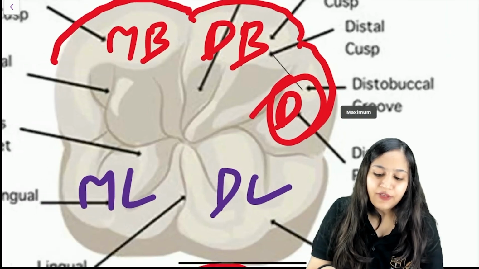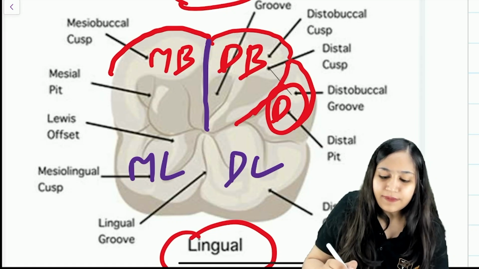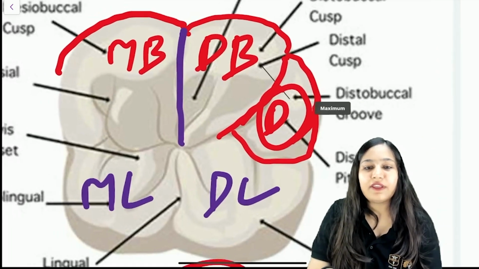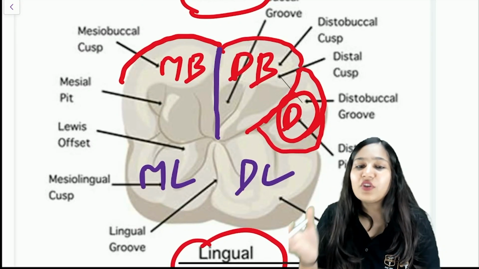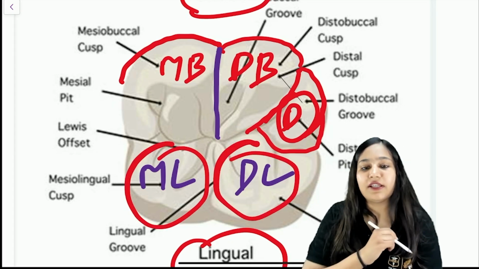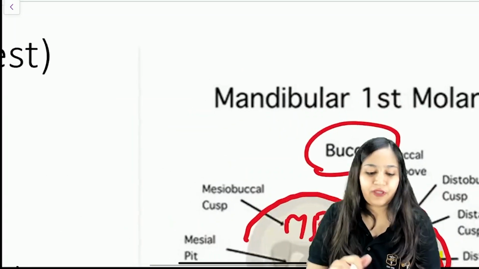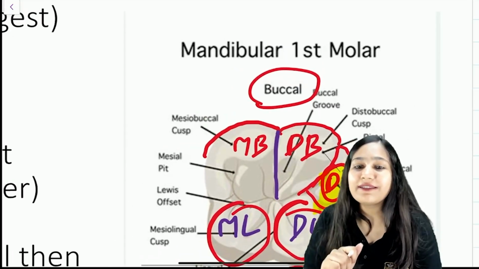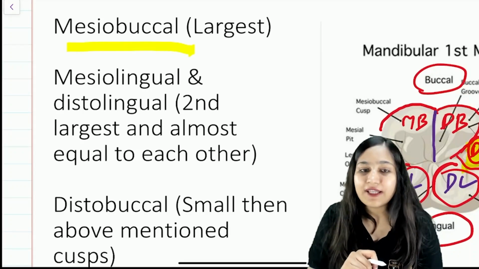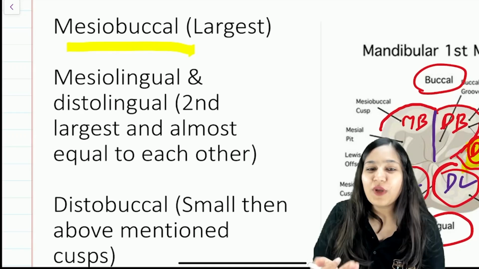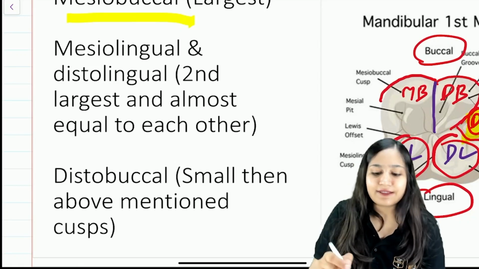So here in this diagram, we can easily appreciate that the distal cusp is the smallest cusp. As we can see, mesiobuccal and distobuccal are larger as compared to the distal cusp. Even our mesiolingual and distolingual cusps are also larger than the distal cusp. So the smallest cusp in mandibular first molar is the distal cusp. Mesiobuccal is the largest, followed by mesiolingual and distolingual, then distobuccal, and smallest will be our distal.